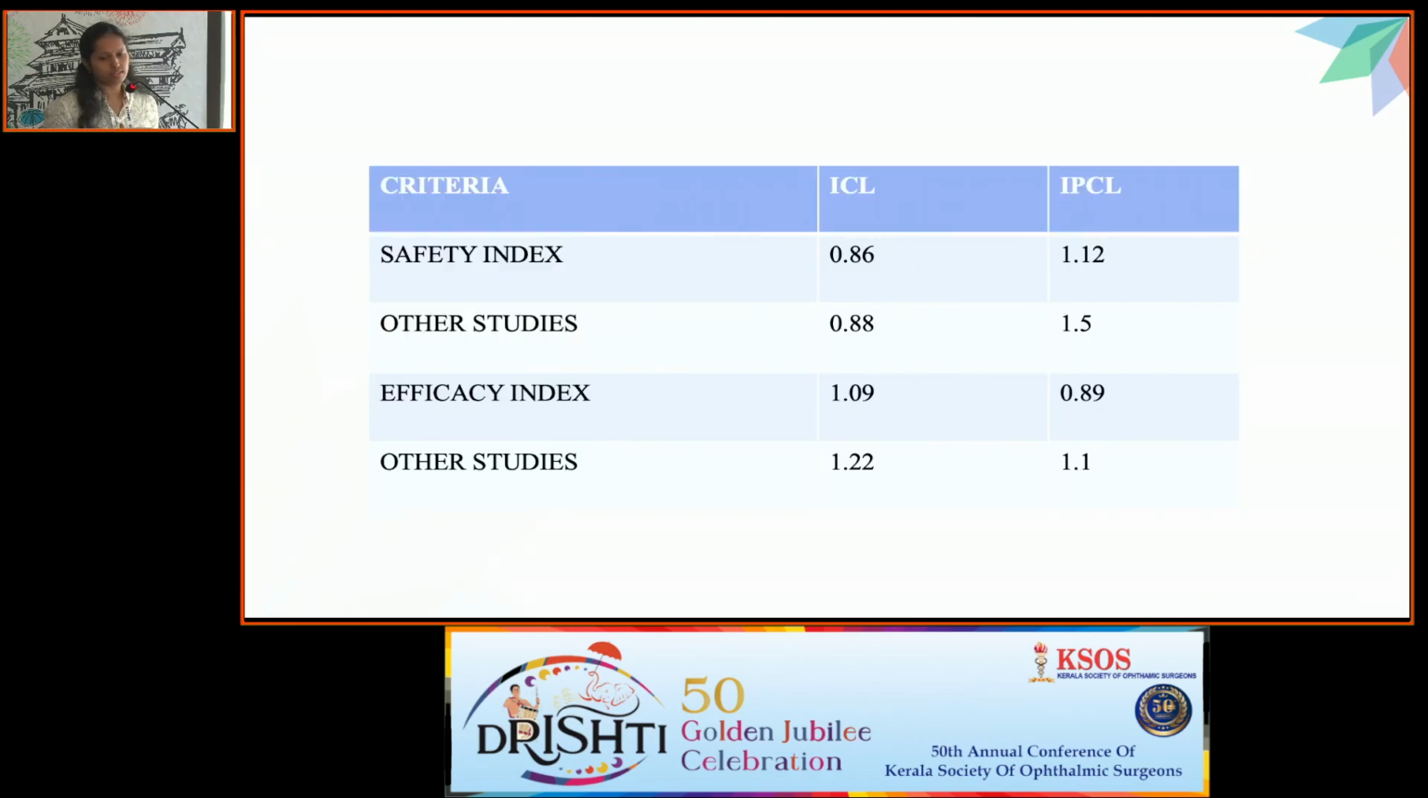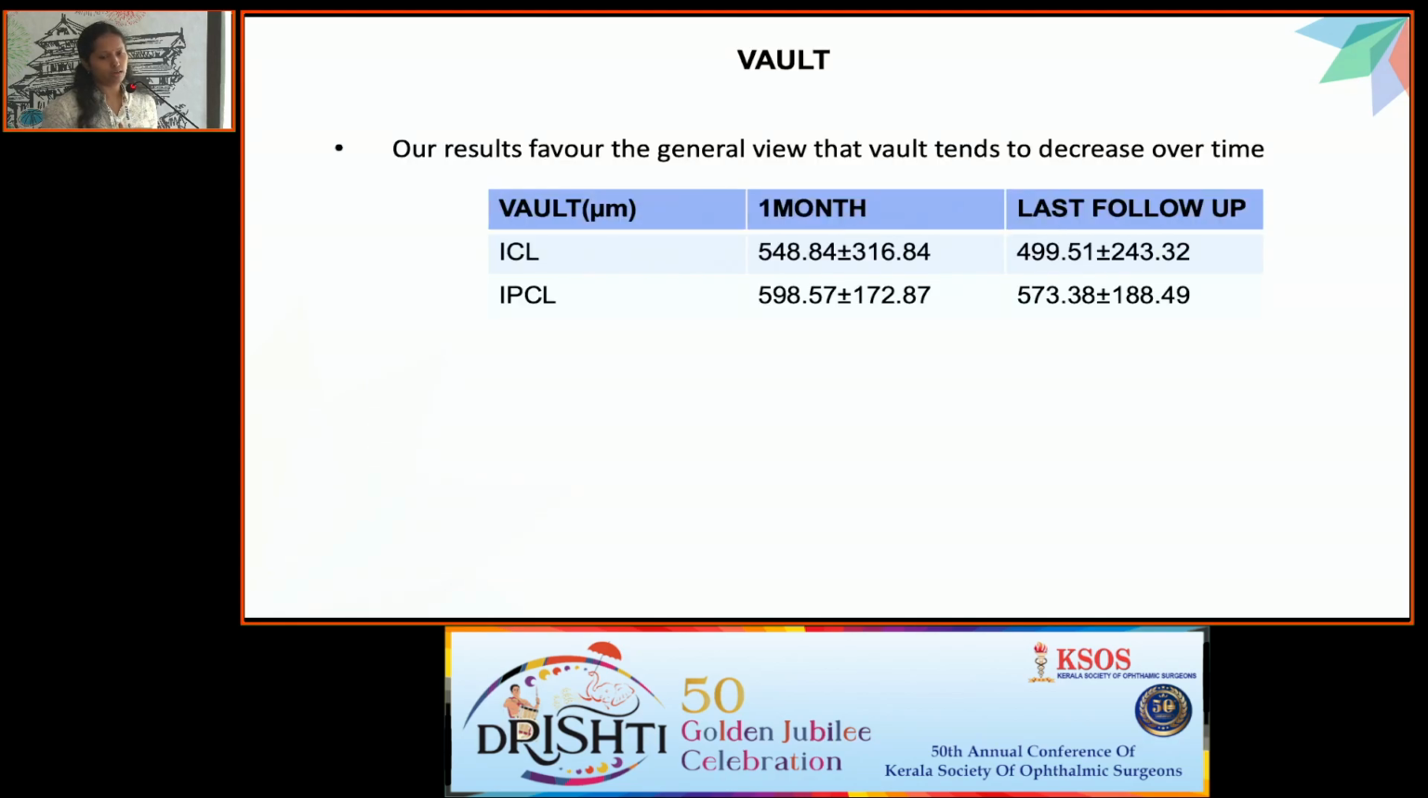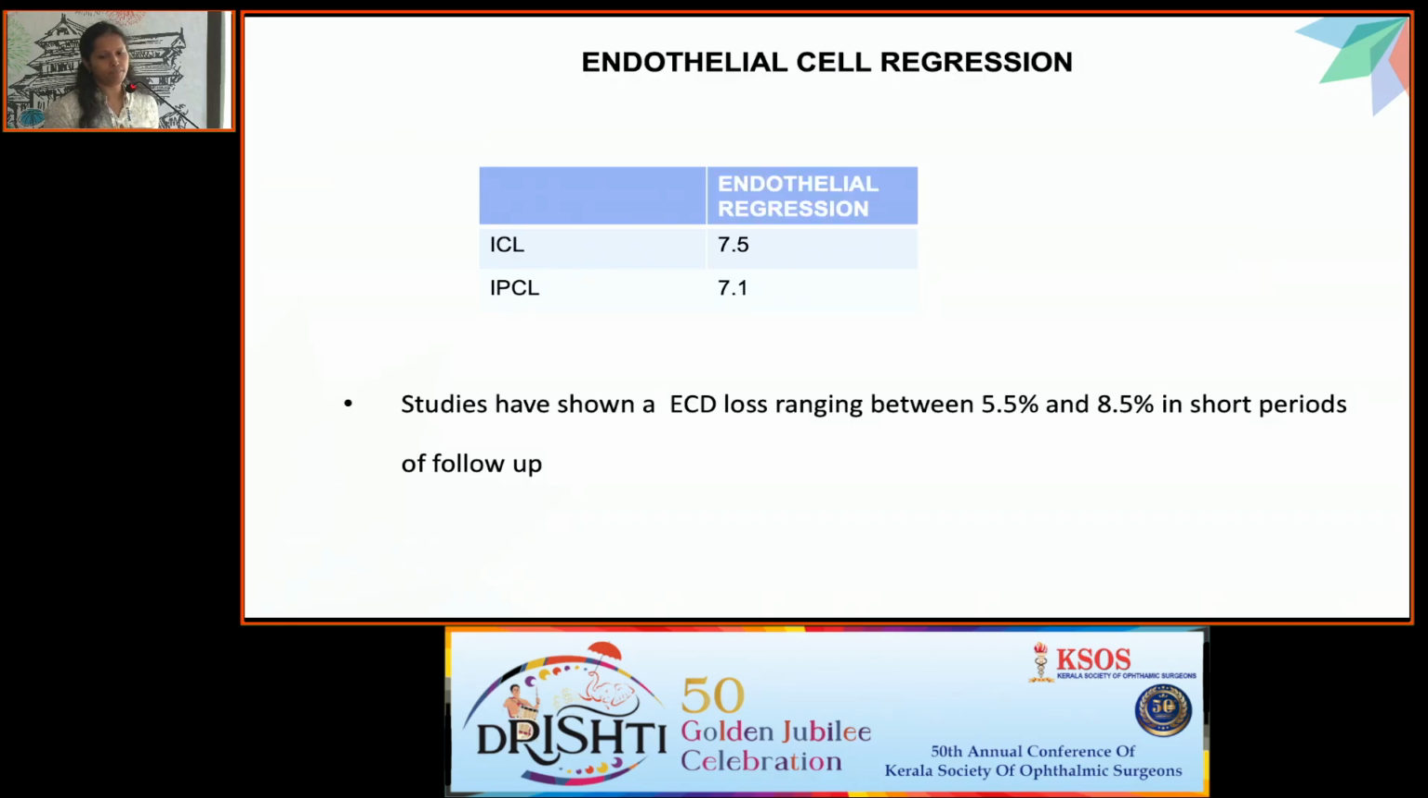The safety indices and the efficacy indices in our study are comparable to those studies that have been reported previously. Previous studies have also reported that the vault is seen progressively decreasing over the follow-up, which is also similar in our study. And the endothelial cell loss mostly happens in the first 1 year and has been reported to be between 5.5 to 8.5%. In our study, it is 7.5 and 7.1 in the ICL and IPCL groups.